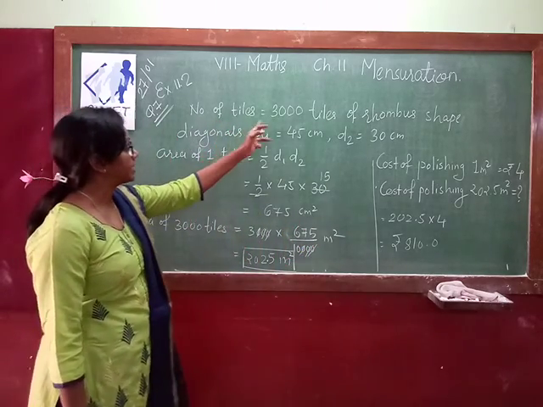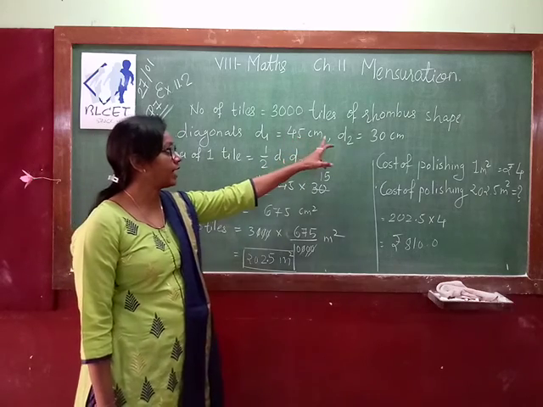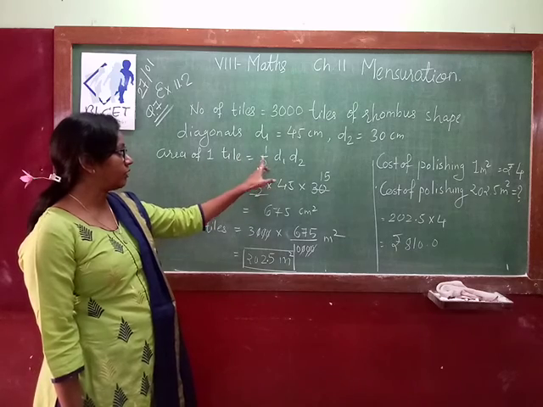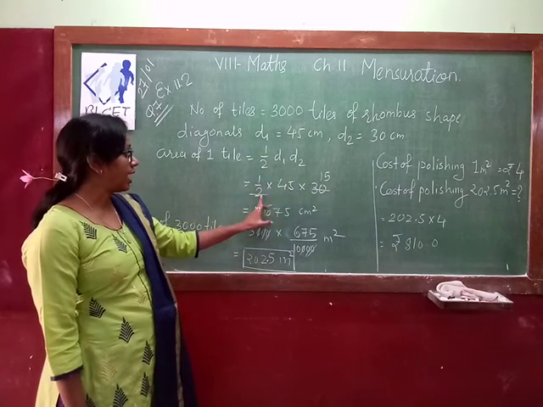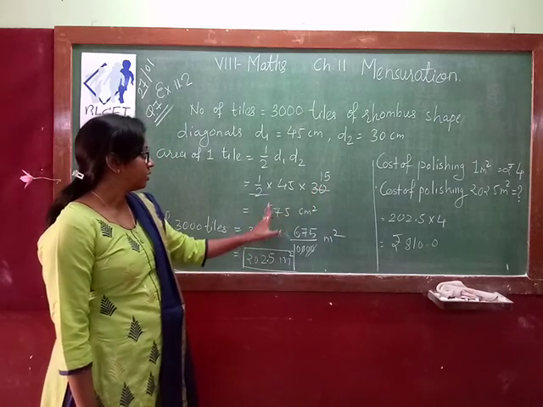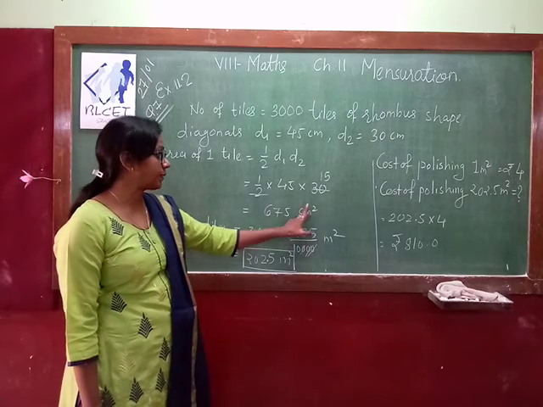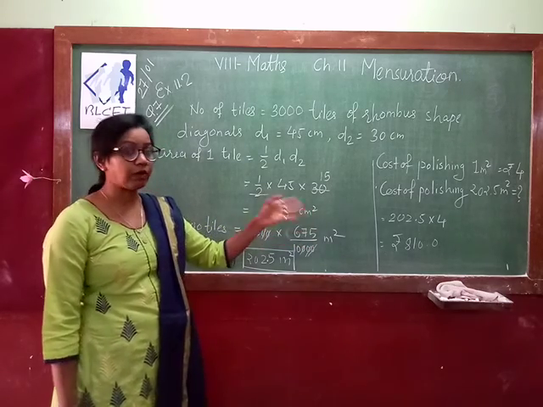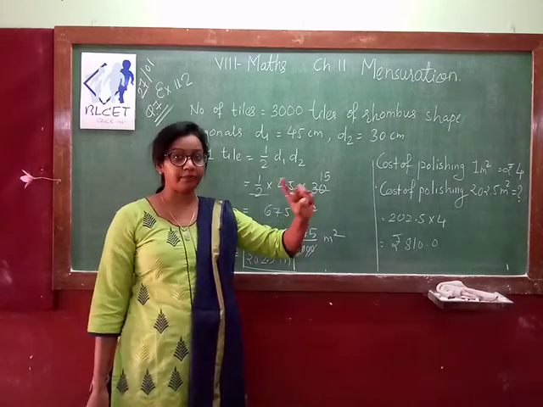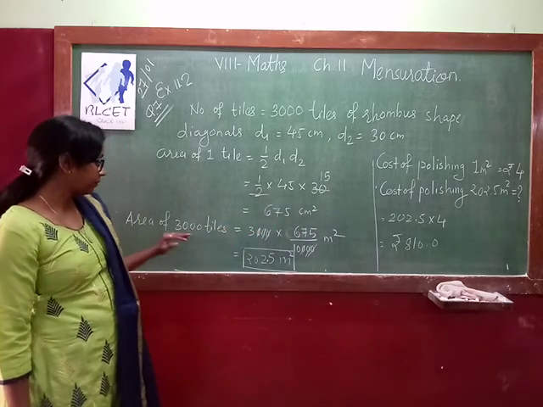So number of tiles is 3000, rhombus in shape. Diagonals are given, D1 is 45 and D2 is 30 cm. So area of one tile is equal to what? 1/2 D1 into D2. So 1/2 into 45 into 30, 2 15s are 30. Do the multiplication, you will get the answer 675 centimeter square. This we have to convert into meter square because the cost is given per meter square.